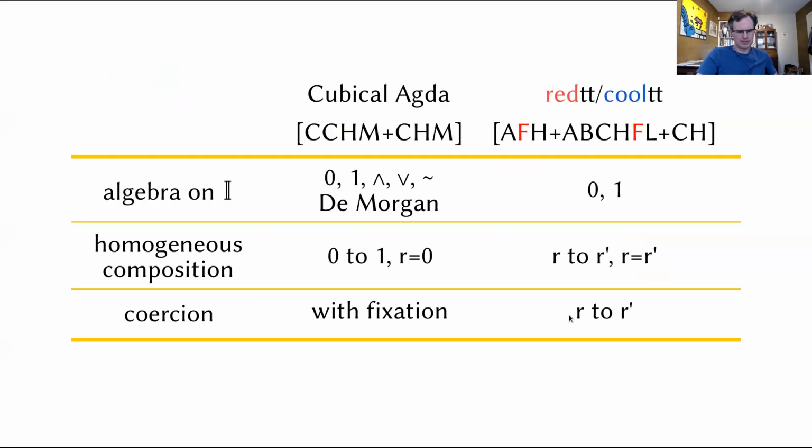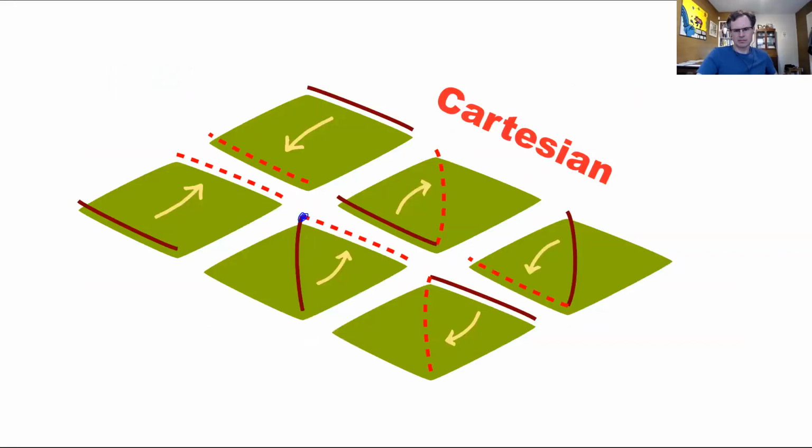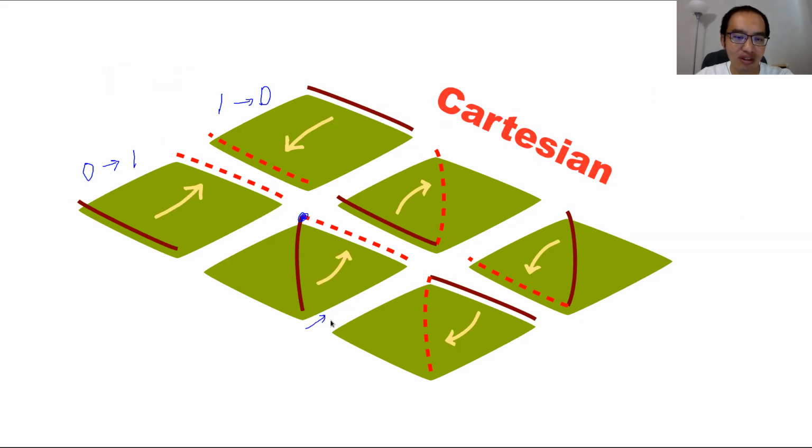Okay, and then the r to r prime here. Let me just label it. So this is 0 to 1, and this is 1 to 0. I have to specify the direction. Let's say that the coercion direction is i, and this one is j. So this is j to 1, and this is 0 to j, and this is j to 0, and this is 1 to j.